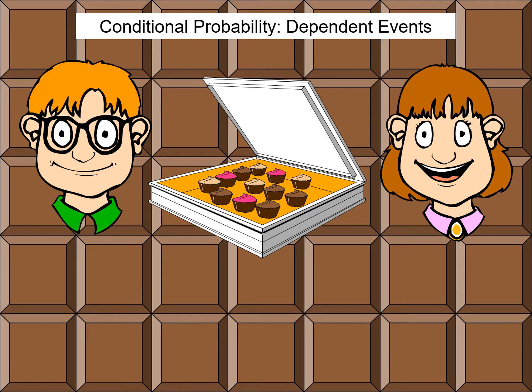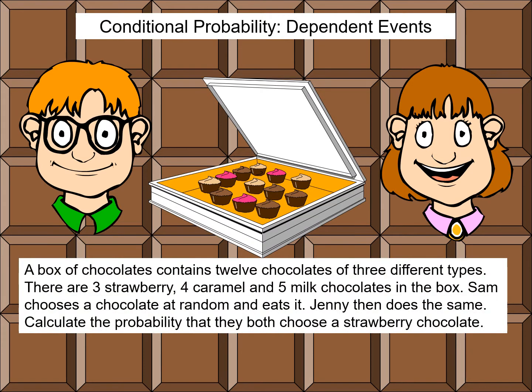Let's look at an example. A box of chocolates contains 12 chocolates of 3 different types. There are 3 strawberry, 4 caramel, and 5 milk chocolates in the box. Sam chooses a chocolate at random and eats it. Jenny then does the same. Calculate the probability that they both choose a strawberry chocolate.